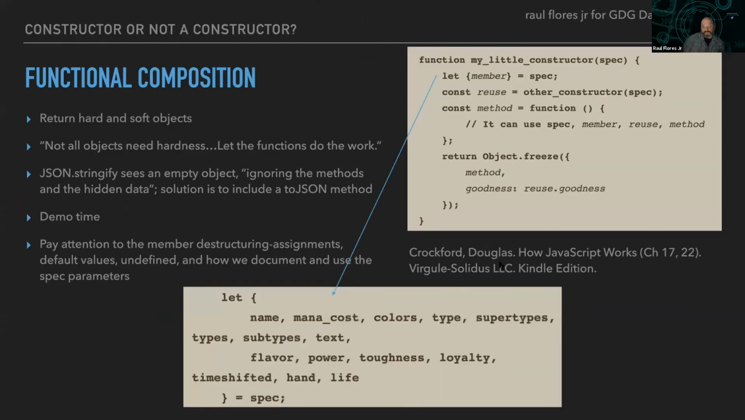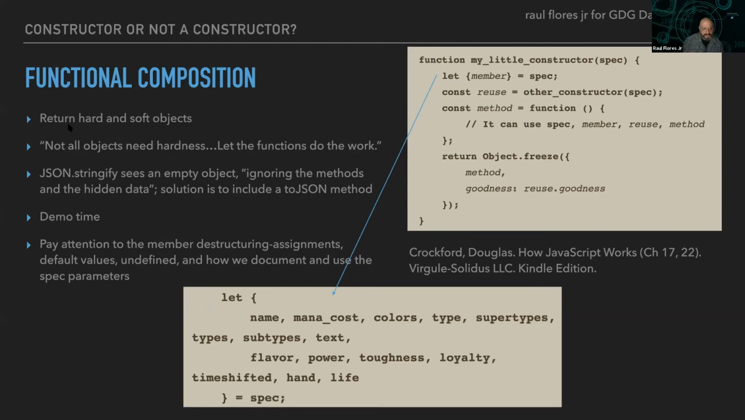So anyway, again, let's look a little more closely. Same pattern in the upper right. When you actually use it, over here where let member equals spec, pay attention for that, because when we do the demo, you'll see that we're doing member destructuring assignments, which gives us a ton of benefits around defaulting values when you get undefineds, and then also I'd like anybody's input on how I'm currently documenting and using the spec parameter.